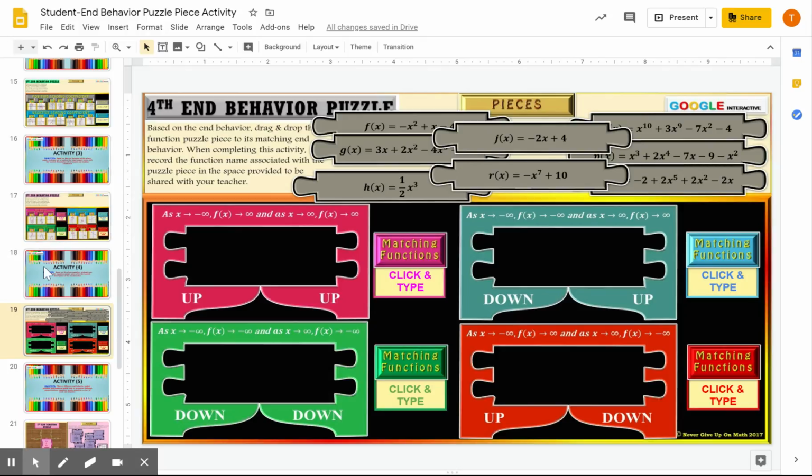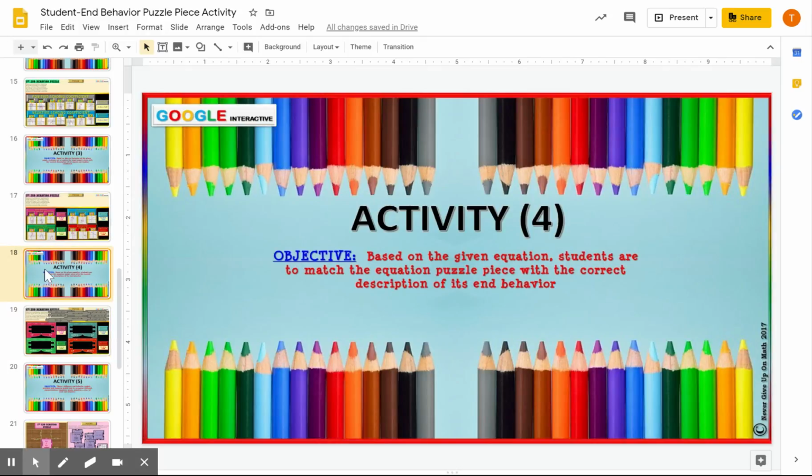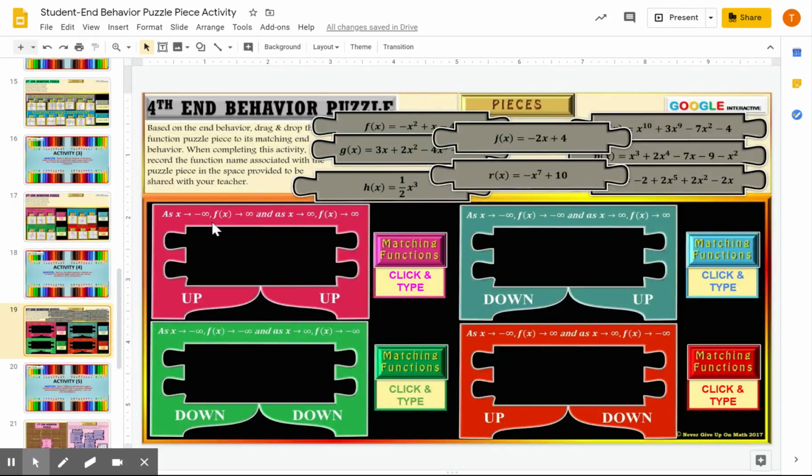So activity 4 says, based on the given equation, students are to match the equation puzzle piece with the correct description. Okay, so as I mentioned in one of the other videos, this notation we don't necessarily use in this class, but you will use it in a higher level. But we really want to look at these words: up, up, down, down, down, up, and up, down. And what that tells me is the 4 different types of end behavior we have. Up, up, and down, down head in the same direction.